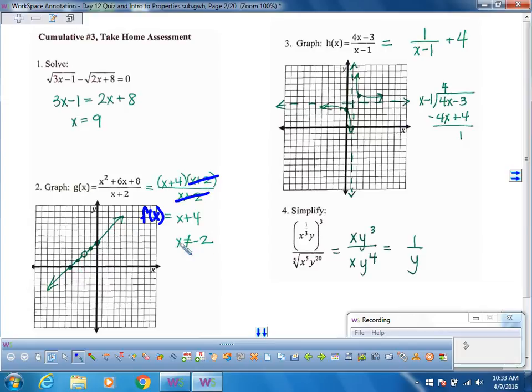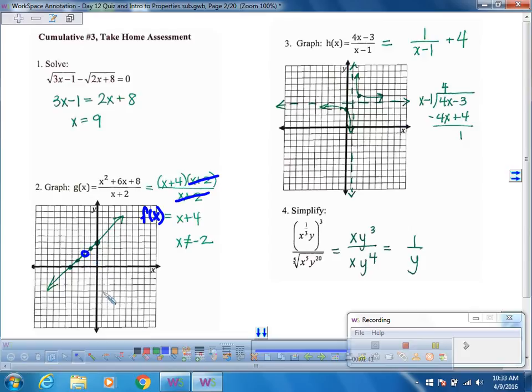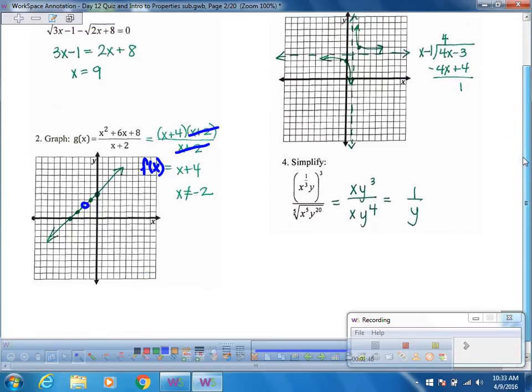However, x cannot equal negative 2. Well, where x equals negative 2 is all along this line, and it happens to pass the graph right there. So there's a hole there. Let's see. What else here?